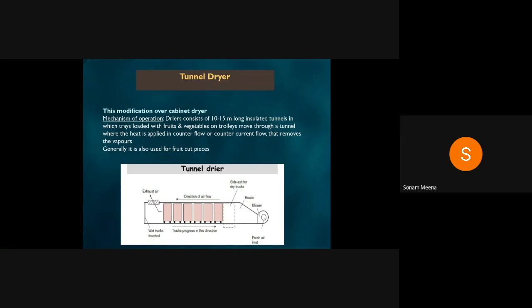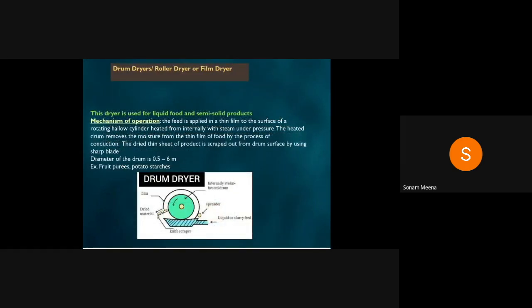And the tunnel dryer is a modification of the cabinet dryer. This point is important. Generally, fruit cut pieces are also used in the tunnel dryer. And the drum dryer, also called roller dryer or film dryer, is used for liquid food and semi-solid products. This is important: which dryer is used for liquid food and semi-solid product means drum dryers. The diameter of the drum is 0.5 to 6 meter. Examples, fruit purees and potato starches are dried.